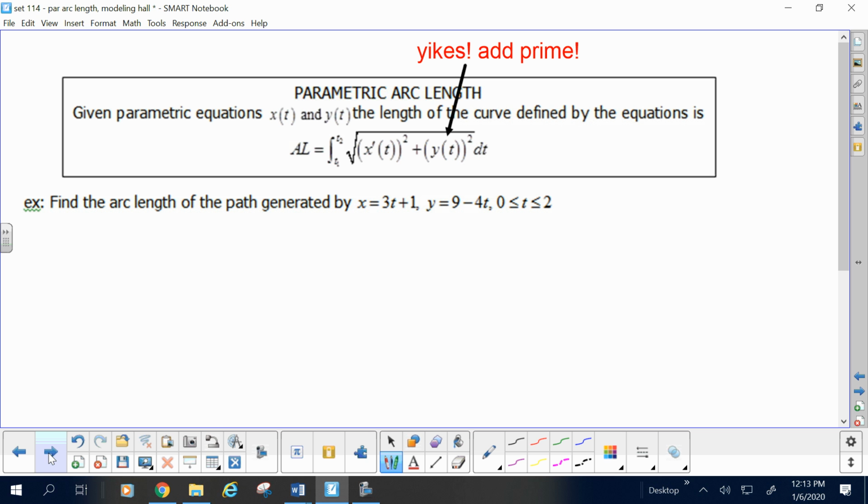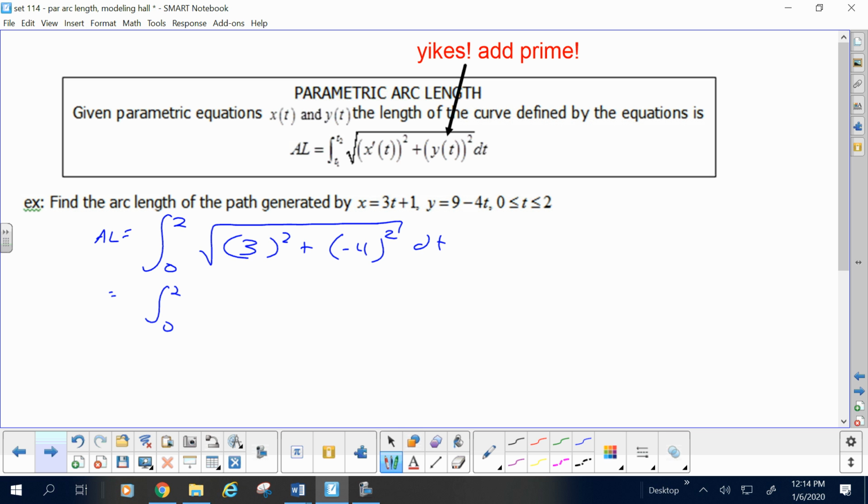All right, so if I found the arc length of the path generated by x equals 3t plus 1 and y equals 9 minus 4t, we could graph the path, but it doesn't say, so let's just find the arc length. The arc length then is from, you can see that the limits are not x limits, they're t limits. And x prime, what is it? 3, which needs to be squared. And y prime, what is it? Negative 4, which needs to be squared. So the arc length then is the integral from 0 to 2 of basically the square root of 25. So what's the antiderivative? 5t. And so the arc length is 10.